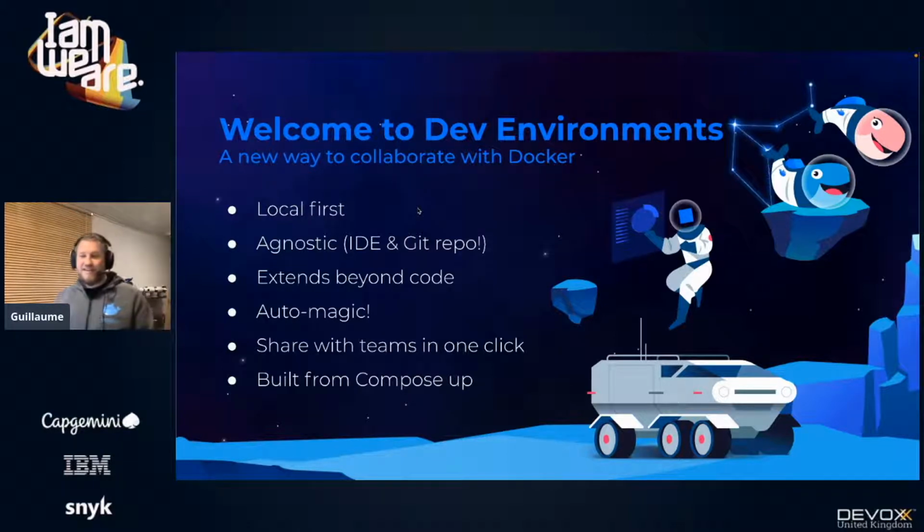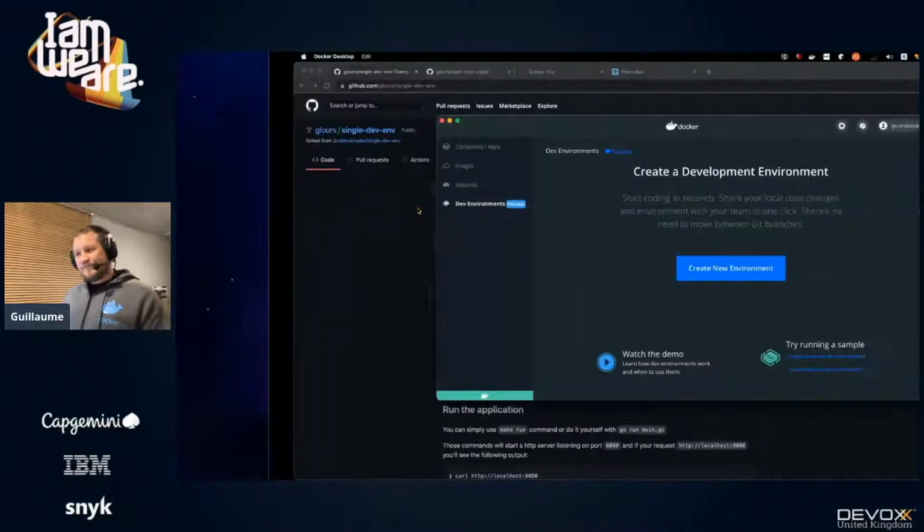As you can imagine, at Docker, we try to make the user experience as great as possible. So we want this experience to be automagic. And we really want to be able to share what we are currently doing with the rest of the team within a click. And of course, because everyone loves Docker Compose, we want to make Docker Compose a first-class citizen of this solution. So let's start.